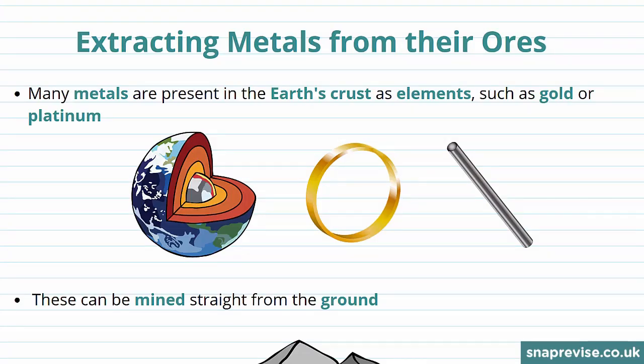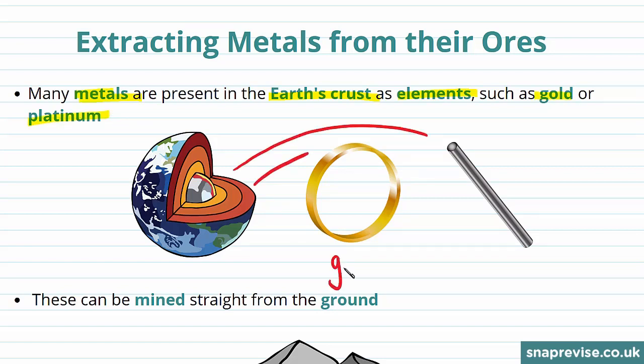We need a large supply of metals as they have so many different uses. Some metals are present in the Earth's crust in the form of elements. This means that they haven't formed compounds. The elements that are most likely to be found in the Earth's crust in their elemental form are those that are very unreactive. For example, gold or platinum.